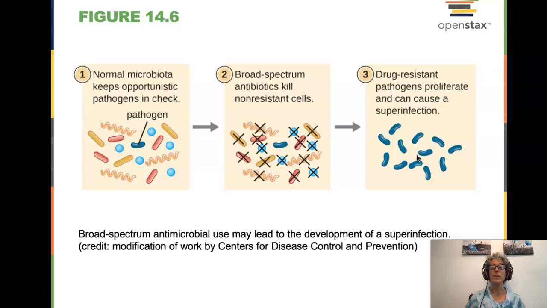This is the sort of thing that happens with C. diff, the Clostridium difficile infection. The person's normal flora is present along with the offending Clostridium. Repeated use of antibiotics that may truly have been necessary for other infections eliminated the normal flora in their intestines, and then the Clostridium difficile proliferates and causes a super infection.